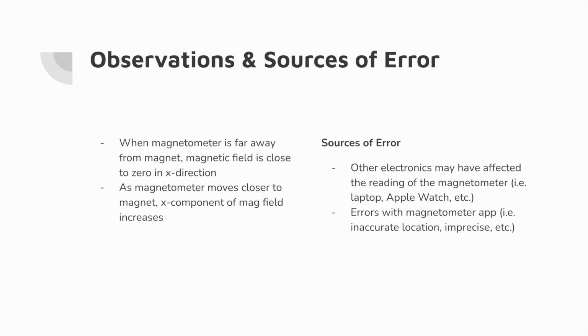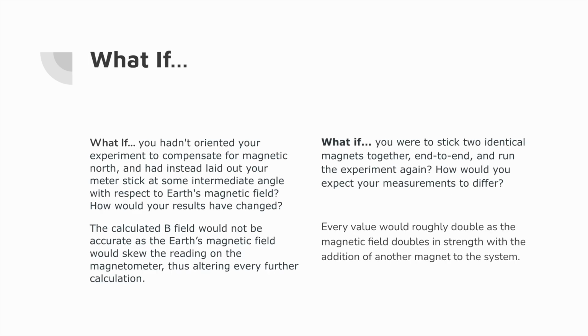Some observations were that when the magnetometer is far away from the magnet, the magnetic field is close to 0 in the x direction, and as we move it closer to the bar magnet, the x component increases. As for what if we didn't compensate for the Earth's magnetic field, it would skew the reading on the magnetometer, which would alter every further calculation.